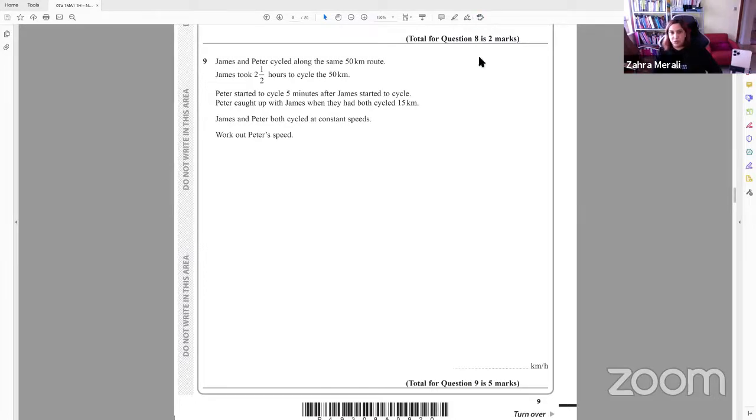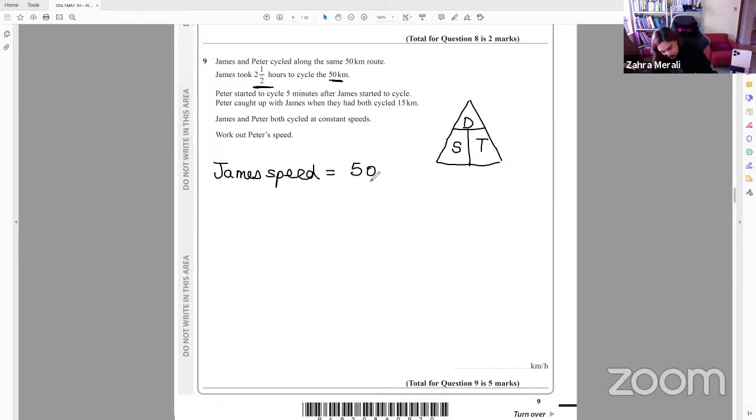So there are 2 different ways you could think about this, but let's take our triangle where speed times time gives you distance. We've got enough information, we know that James took 2.5 hours to cycle 50 kilometers. So James's speed, if we cover up the S, is his distance, which is 50, divided by 2.5.